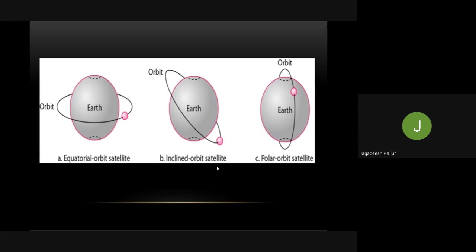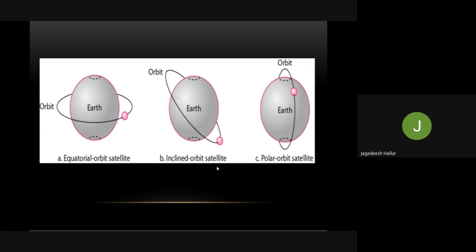That is the inclination angle we have seen in orbital parameters. That is the inclined orbit satellite. The third is the polar orbit satellite. The polar satellite is always revolving in its 90 degree direction. One is the equatorial orbit satellite, which is 360 degree, always along the equator of the Earth.